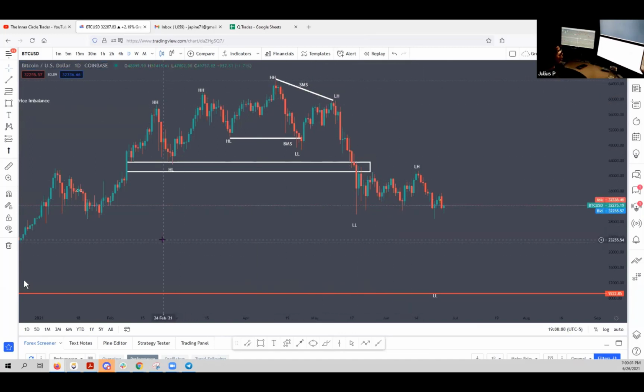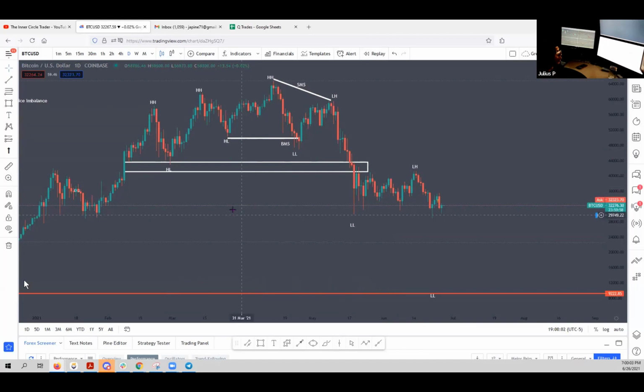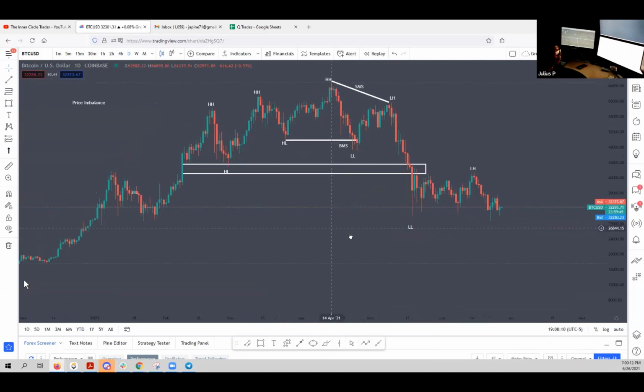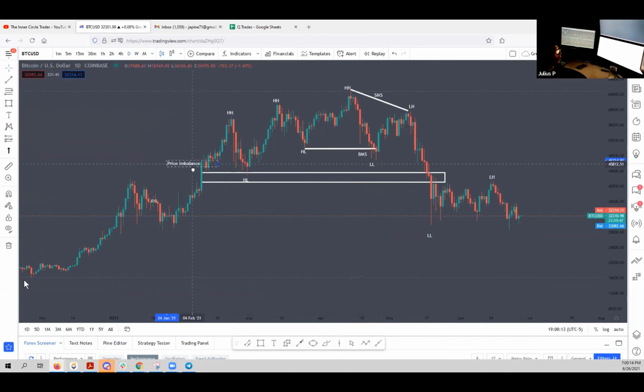All right. So your question was, hold on, what is this doing here? Remove. Okay. So we know that we have a price imbalance right here. How did I know that this was significant?